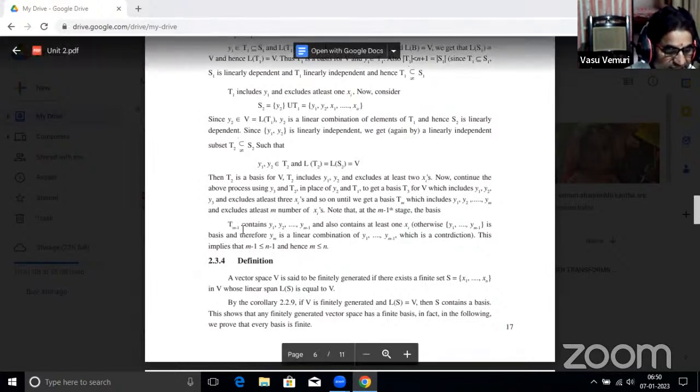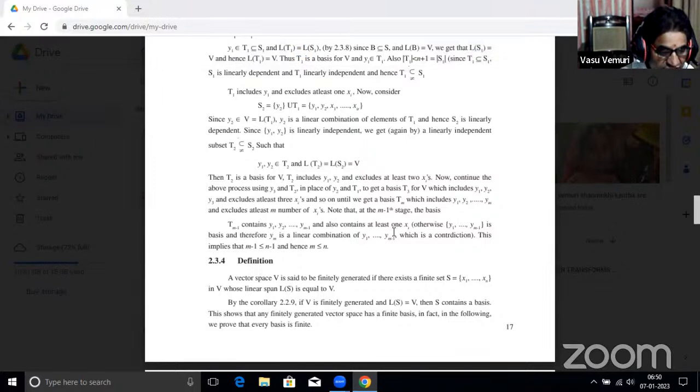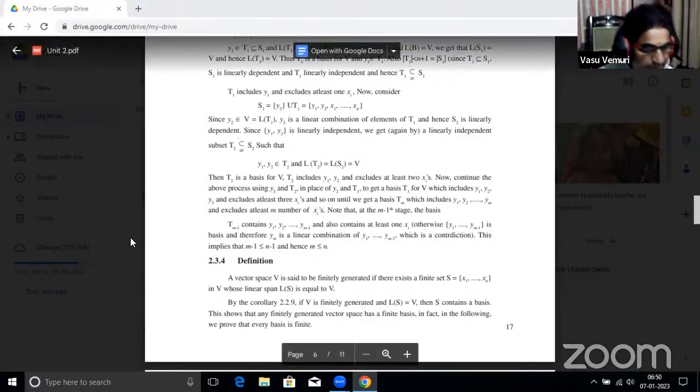Now that subset is Tm minus 1. It also contains at least the xi values. It is a basis. Therefore, ym is a linear combination of y1, y2, and so on up to ym. This is a contradiction. Therefore, m minus 1 is less than or equal to n minus 1. Similarly, we can prove that m is less than or equal to n. This is the number of basis subsets that may be formed here.